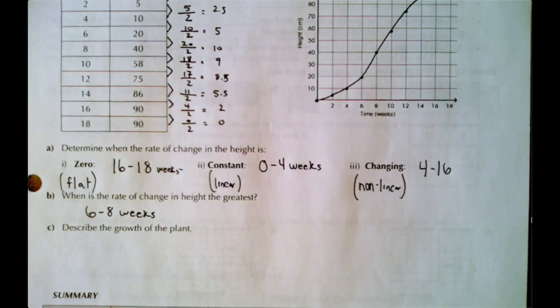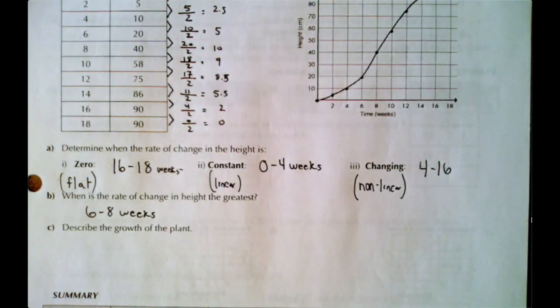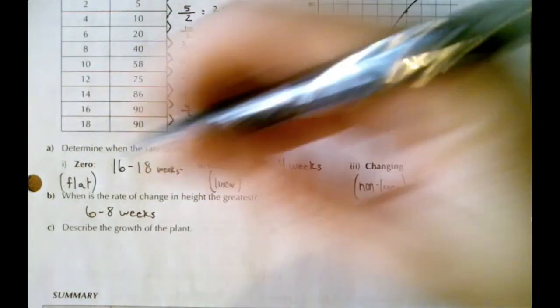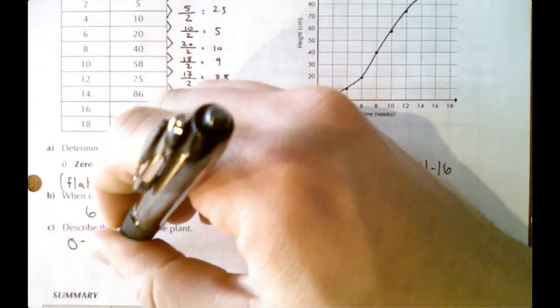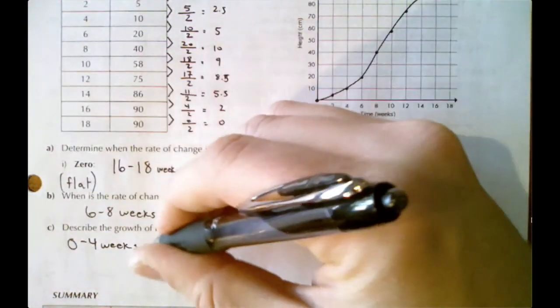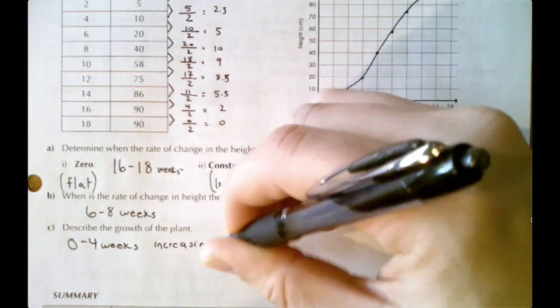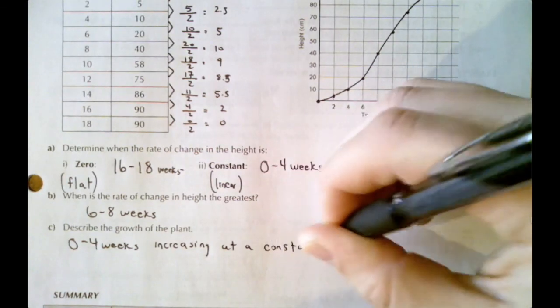All right, so if we're going to describe the trend, we're just going to use these rates of change and describe the tomato plant. Well, what happened at the beginning? Well, the beginning was this 0 to 4 weeks. What happened? We were increasing at a constant rate.